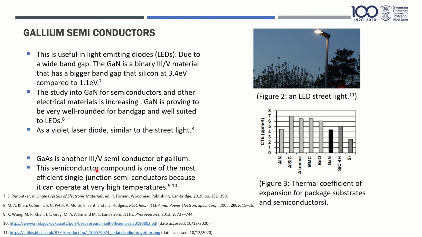Gallium arsenide holds the single junction record for semiconductors as of March or February this year at 30.5%. It broke its own record from the previous year, 2019, of 29.1%.